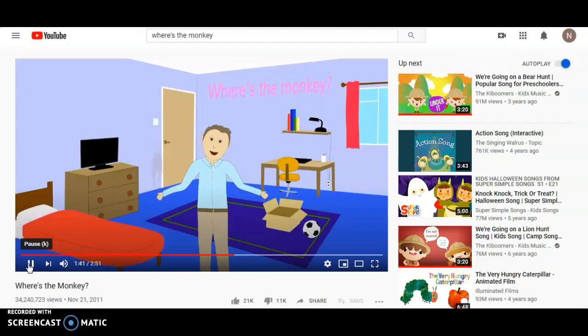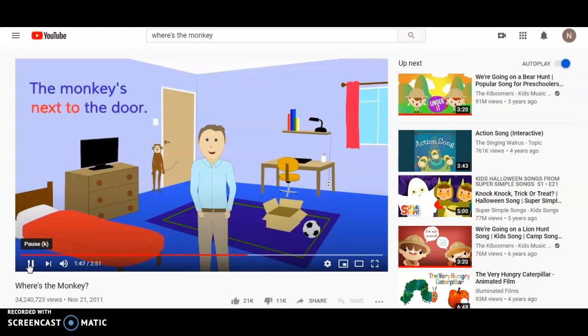Where's the monkey? The monkey's next to the door. You see the monkey here? So next is a position word. So the door is right here and the monkey is next to the door. Where's the monkey? There's the monkey. The monkey's next to the door.